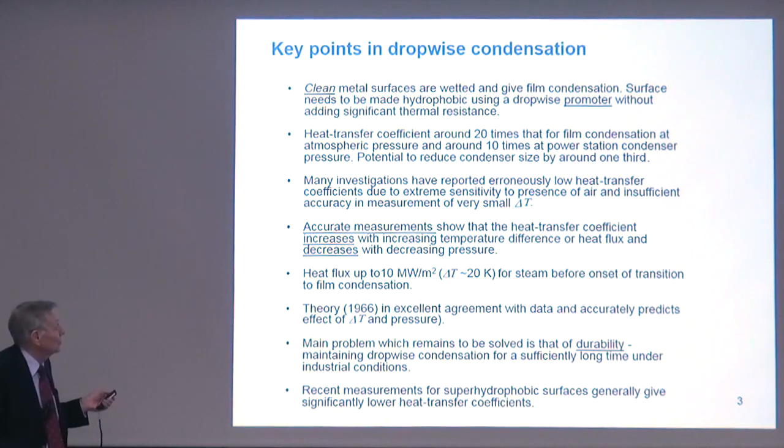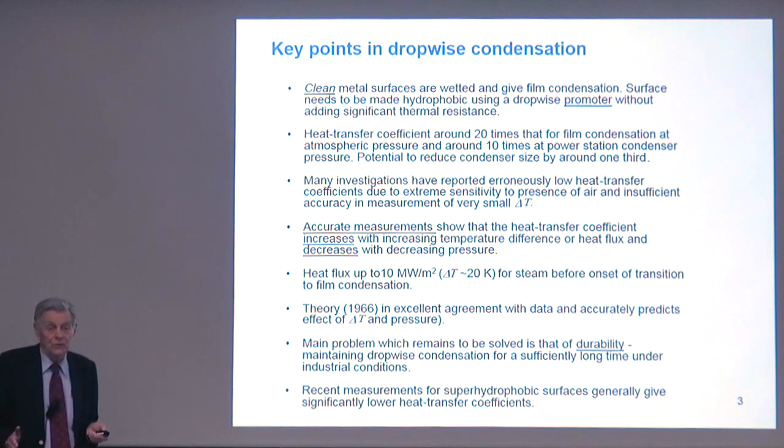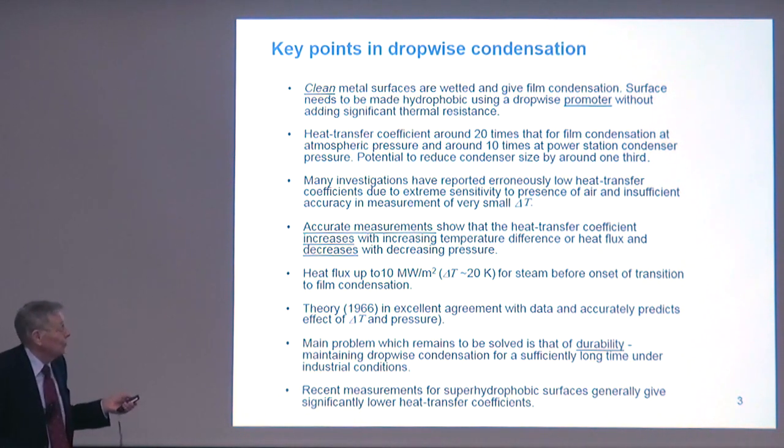Many heat transfer coefficients have been published over a very wide range. I'll talk about that later. The heat transfer coefficient is roughly 20 times that of film condensation at atmospheric pressure and around 10 times at power station pressure. We have the potential to reduce the overall condenser size if we could go to dropwise condensation, and people have been trying for 50 years without success. We could reduce the size of a condenser by about a third. Now, if that condenser is in a submarine or in a ship or something, the size is very important.